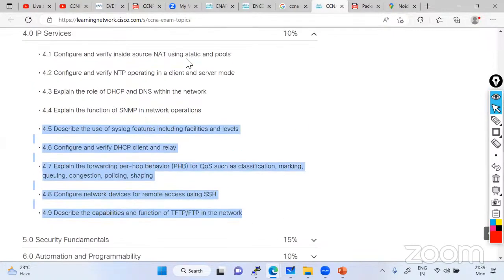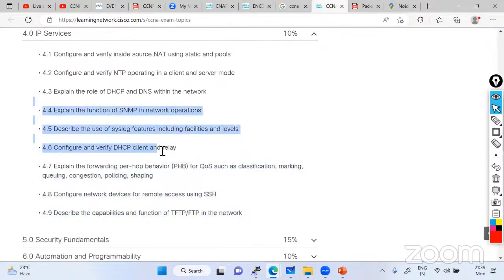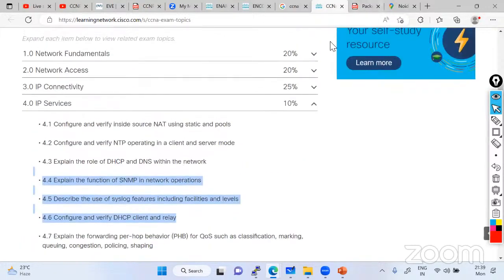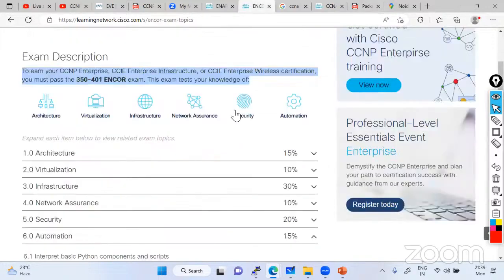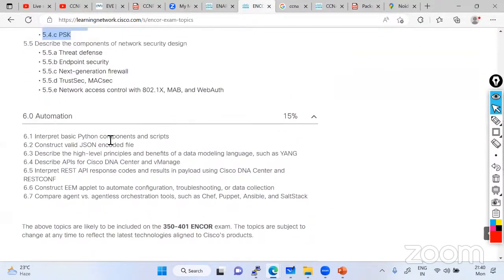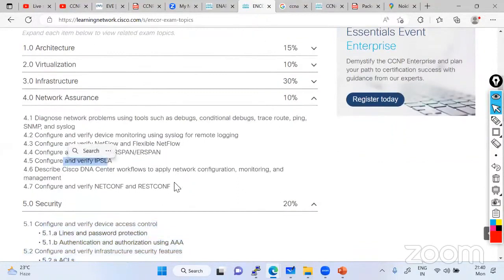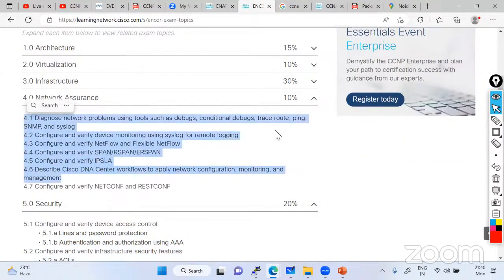Some add-on topics you just have to understand, because IP services have everything about DSCP, clients, relay. No, this is CCNA, not CCNP ENCOR. Sorry. Security, you can see this is line VTY, CoPP policy. You have AAA, authorization. And if you talk about assurance, you have SPAN, IP SLA, RESTCONF, NETCONF, debug. These are all already configured here, right?